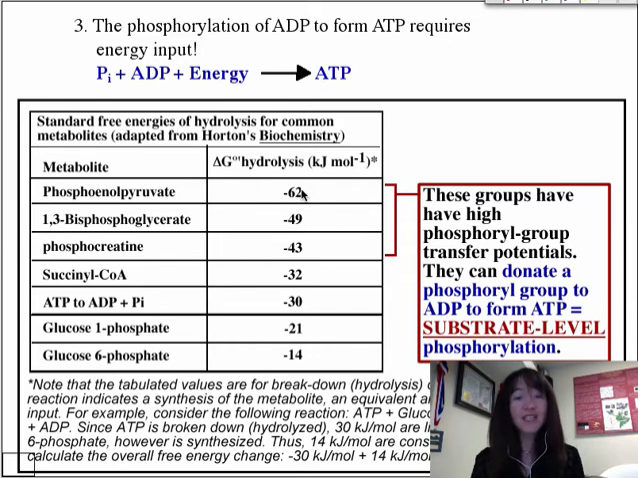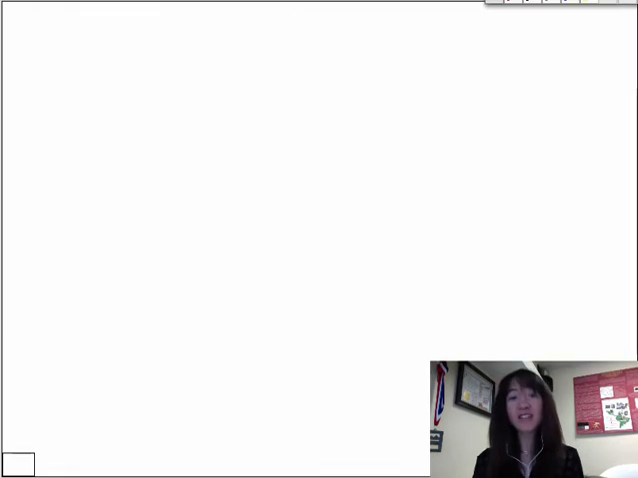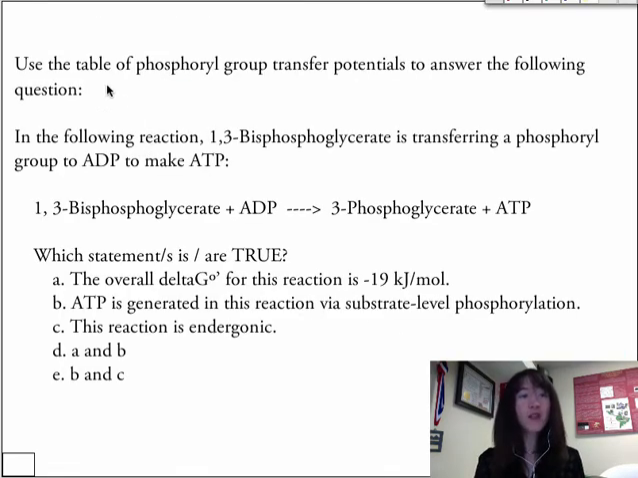Now we need to practice whether we fully understand how to use this table of phosphoryl group transfer potentials. Let's see if we can understand how we might figure out what the overall free energy change is for a reaction that is powered by something like 1,3-bisphosphoglycerate in which ATP is made. And that is what our next slide asks us to do. So use the table of phosphoryl group transfer potentials to answer the following question.